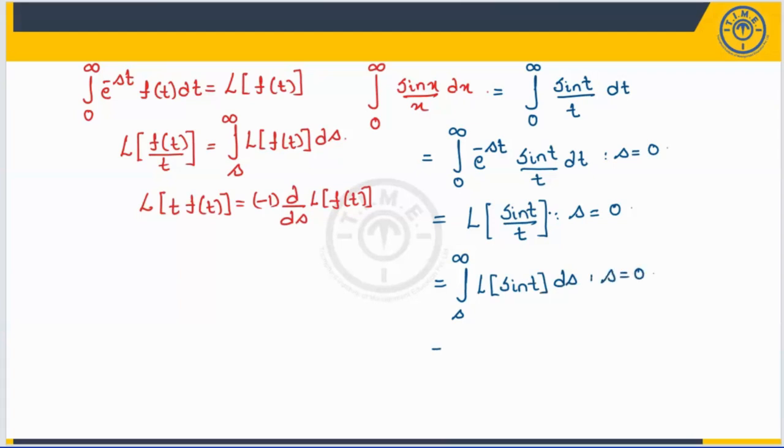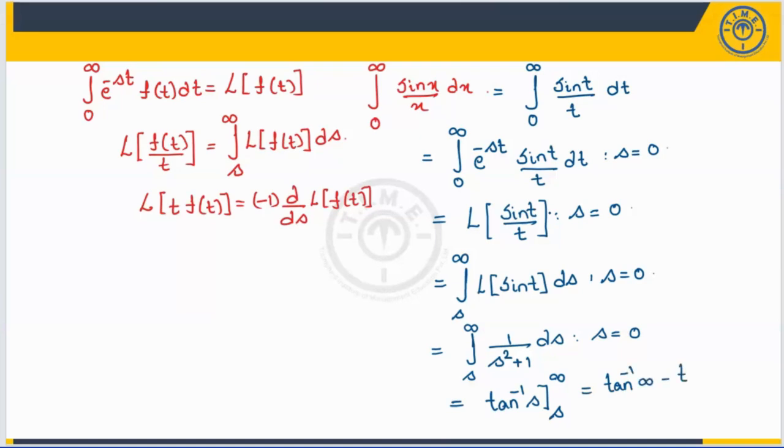Now what is L of sin t? It is a by s square plus a square, where the value of s is 0. Now the integral of 1 by 1 plus s square is tan inverse s. Limits are from s to infinity. If I apply the limits, that is tan inverse infinity minus tan inverse of the s value, which we are taking as 0. Tan inverse infinity is pi by 2, minus tan inverse 0, which is 0, and the value of the integral is pi by 2.